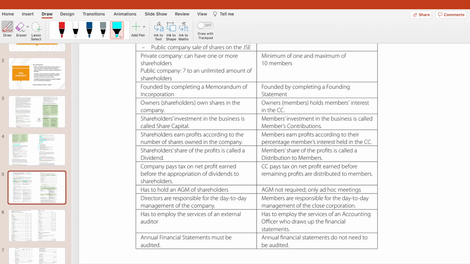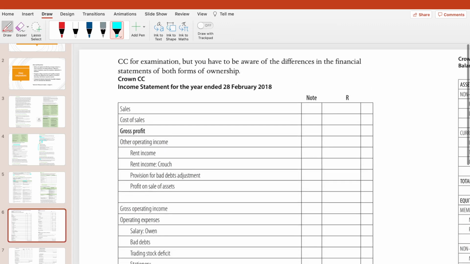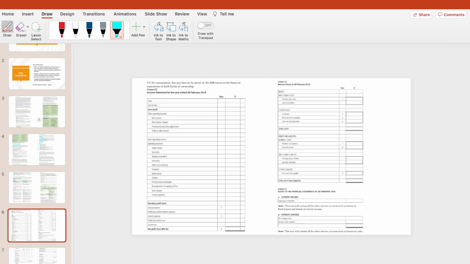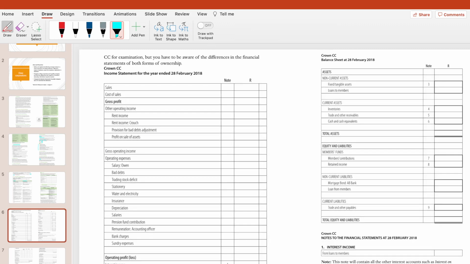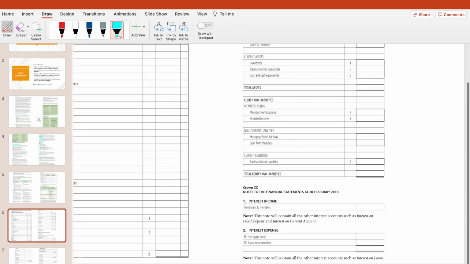So this is really a very short lesson, and it's only going to be in one video. Here are just templates that you can have a look at of a CC, and that is how the income statement looks, and there is the balance sheet as well as the notes.